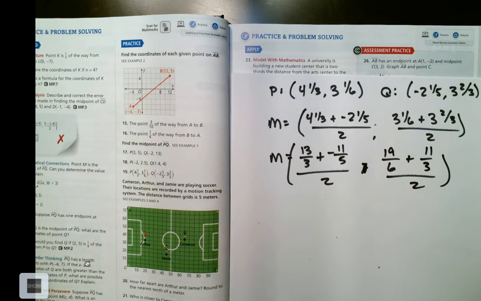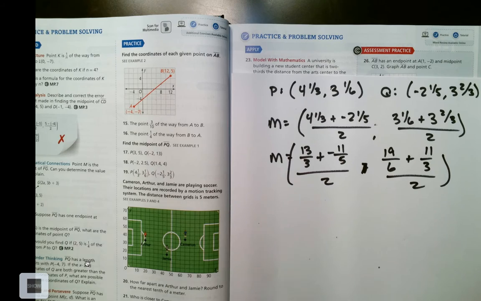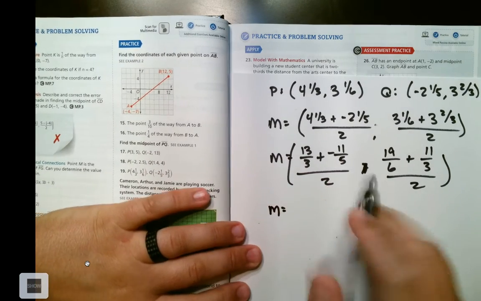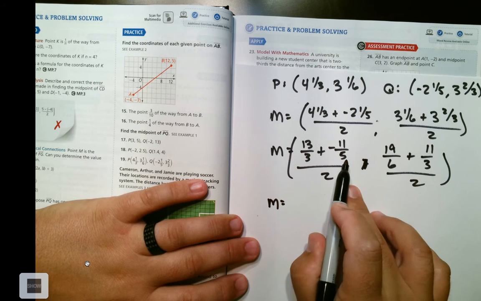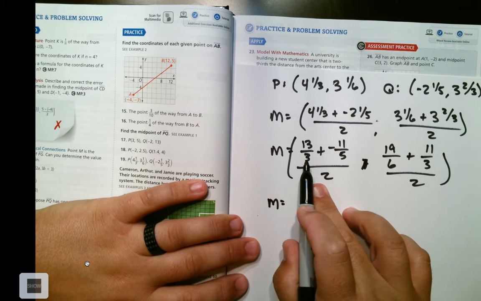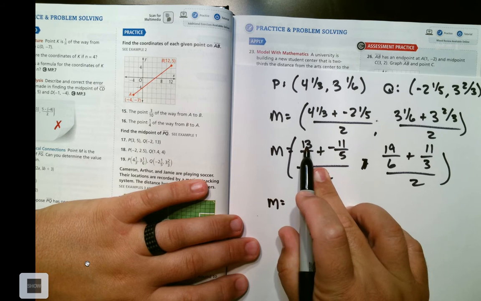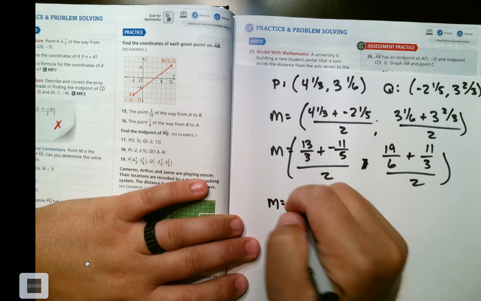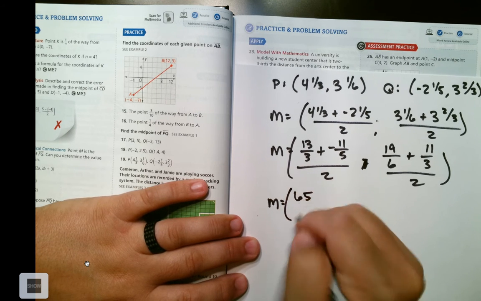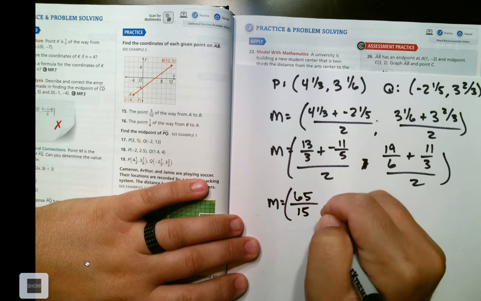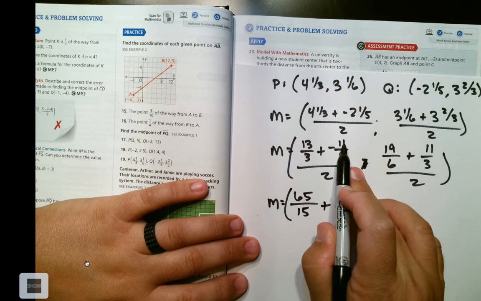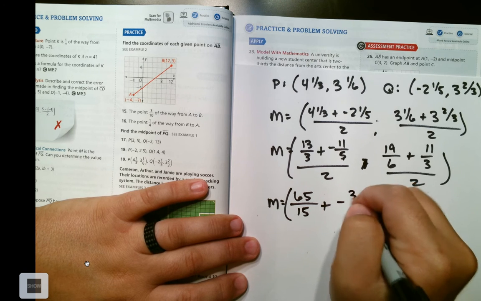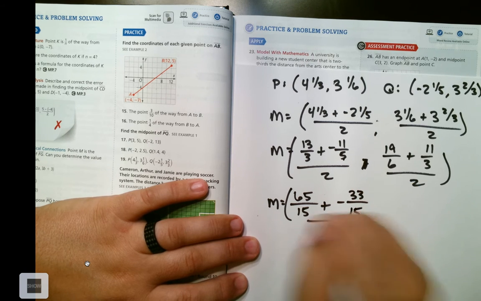And now you can see how these denominators have to be the same. So let me write out another step. In order to have common denominators here, I think the least common denominator is going to be 15. So I would have to multiply this denominator by 5, which means I have to multiply the numerator by 5. So that's going to be 65 over 15 plus, I'd have to multiply that by 3 to get 15, so I multiply the numerator by 3. 33 over 15.